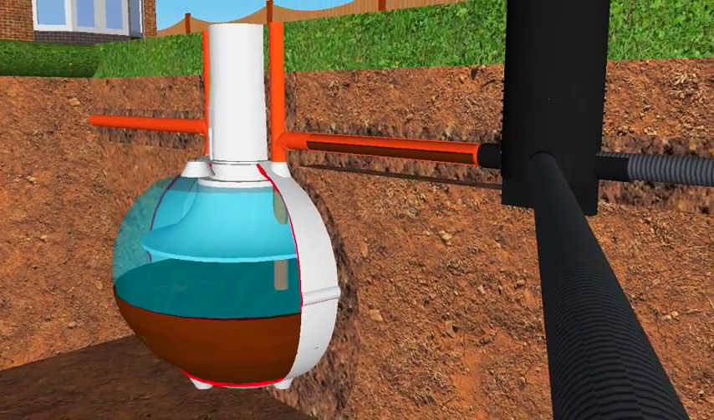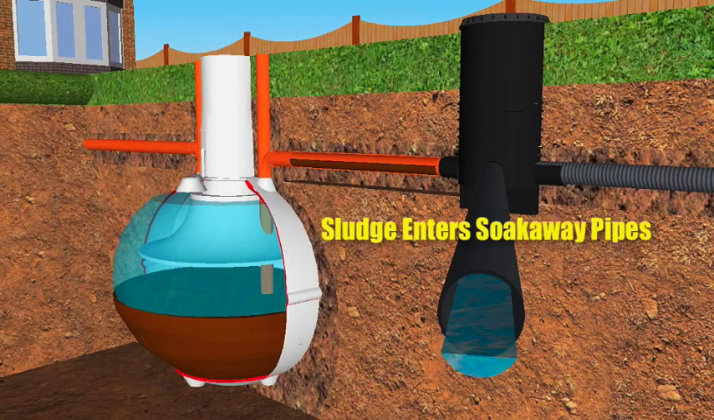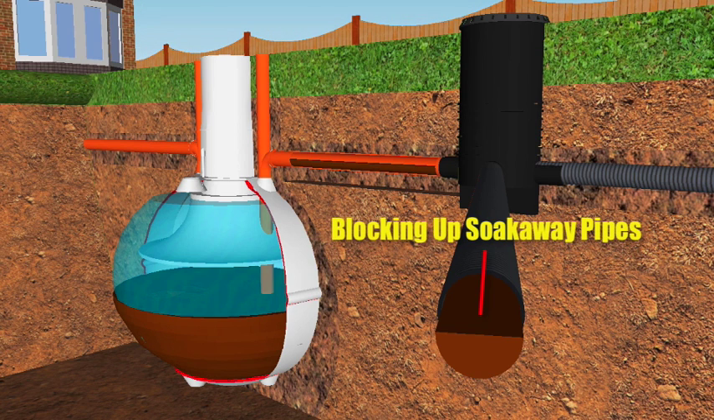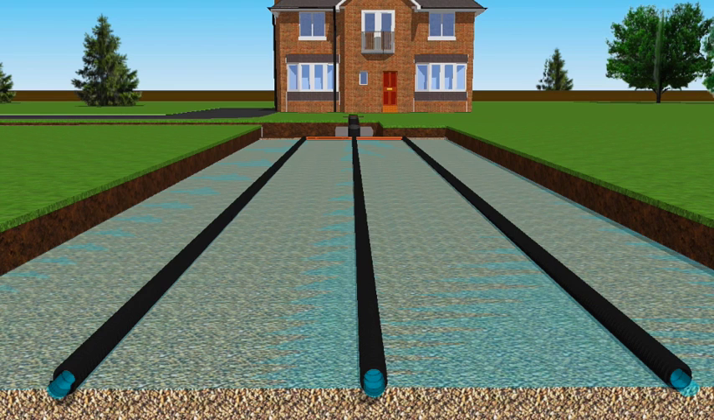Within a short space of time, the sludge makes its way through the entire arteries of the soakaway pipe system, completely clogging up those soakaway pipes, stopping the wastewater from freely moving and soaking away into the soil.